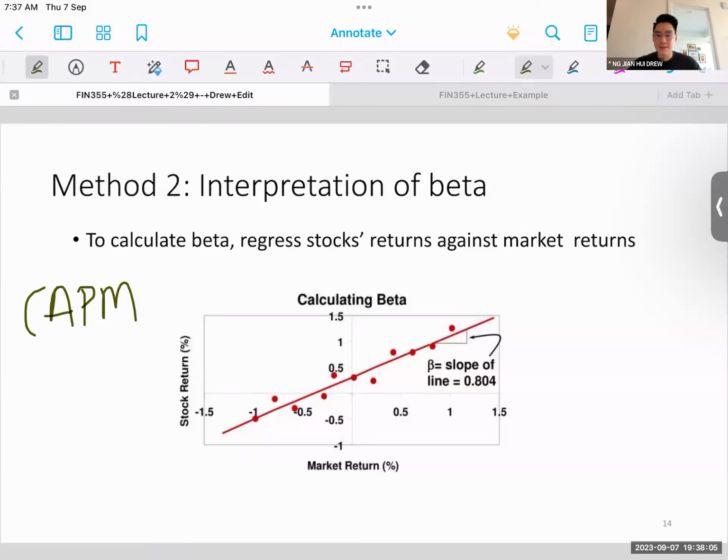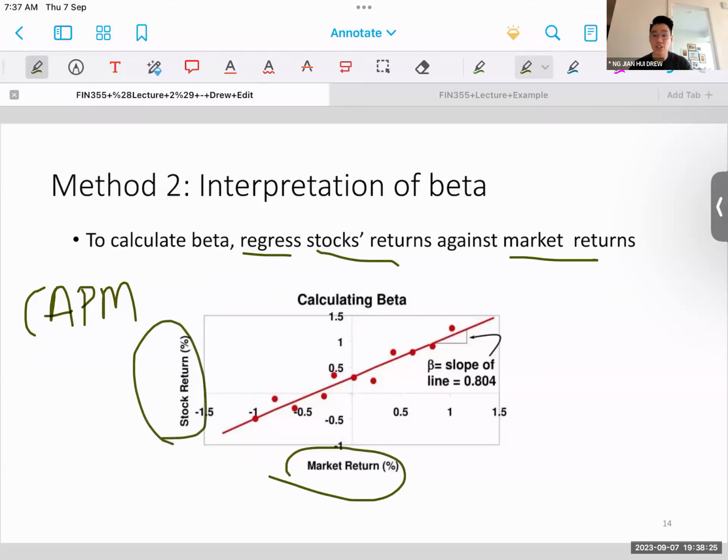So rather than plugging the beta from Bloomberg or FactSet, which is being calculated for you, a star analyst will actually do a regression, right? So they regress the stock return against the market return. So this is market return on the x-axis and stock return on the y-axis, and they do a regression on various returns of that particular stock against the market return, and then they calculate what is the gradient here, and this gradient is your beta, right?